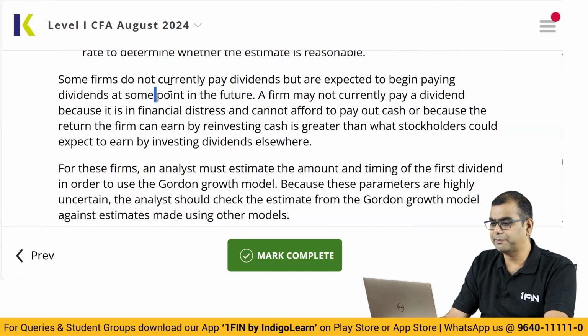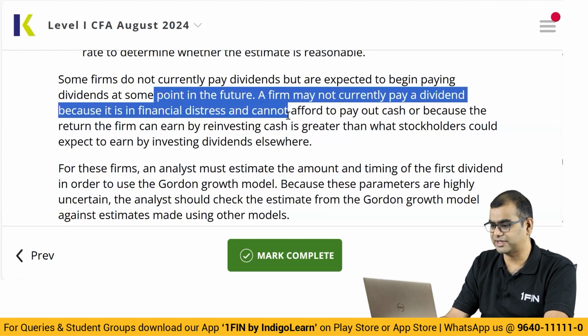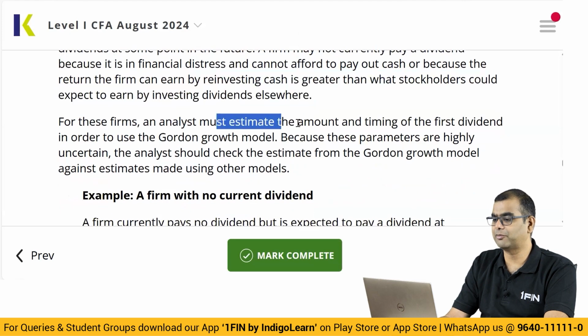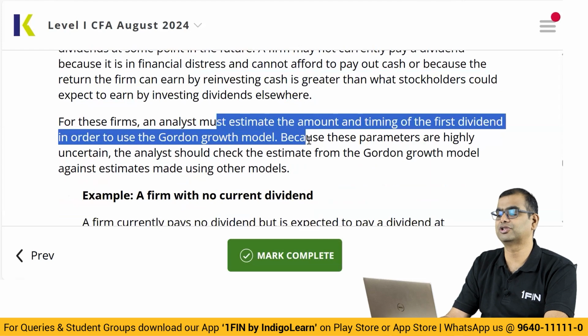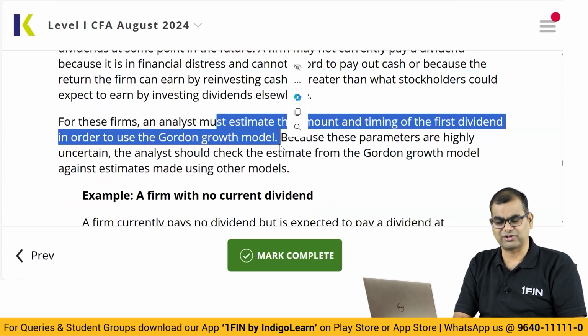Now, some firms do not currently pay dividends, but are expected to begin paying dividends at some point in future. A firm may not currently pay dividends because it is in financial distress and cannot afford to pay out cash, or because the return the firm can earn by reinvesting is greater. For these firms, an analyst must estimate the amount and timing of the first dividend in order to use the Gordon growth model. So, if you believe something like Zomato will not pay dividends for the next, let's say, 5 years, or Swiggy will not pay for 5 years.